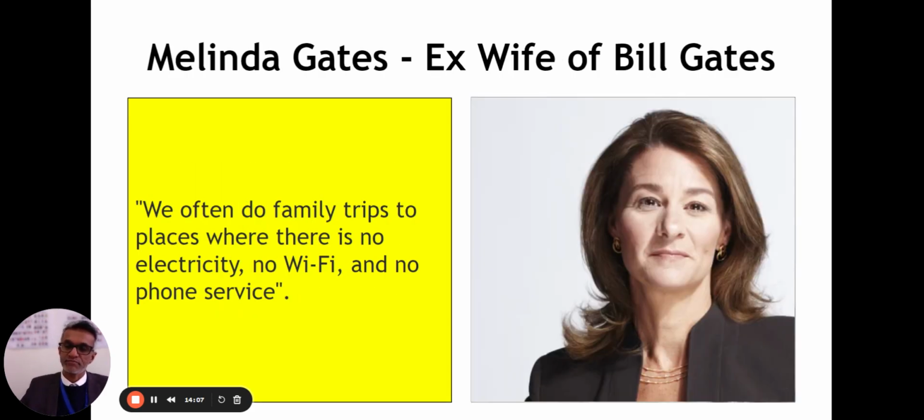Melinda Gates said that we often do family trips to places where there is no electricity, no Wi-Fi, and no phone service. Hopefully at some point later on, we can discuss some of that. I have some views on electronic devices in and around the house and where they should be placed. Electronic devices or internet things, maybe a smartwatch. I have my own views. I would love to share some of those views with you at a coming Tech Bites.